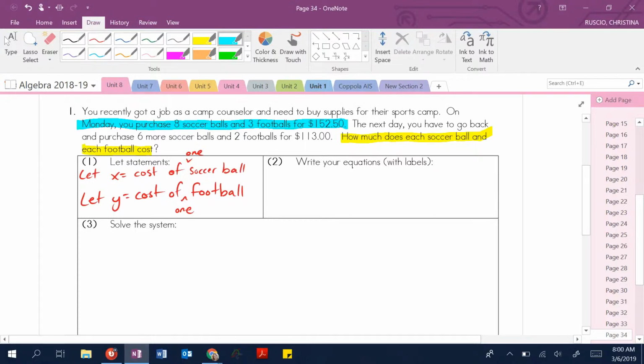So I'm going to write these with labels. And by labels, I mean we're not going to necessarily use the variables yet because I want to know what's going on. I don't want to just start plugging stuff in. So I'm going to write out 8 times soccer ball cost plus 3 times football cost is equal to $152.50.